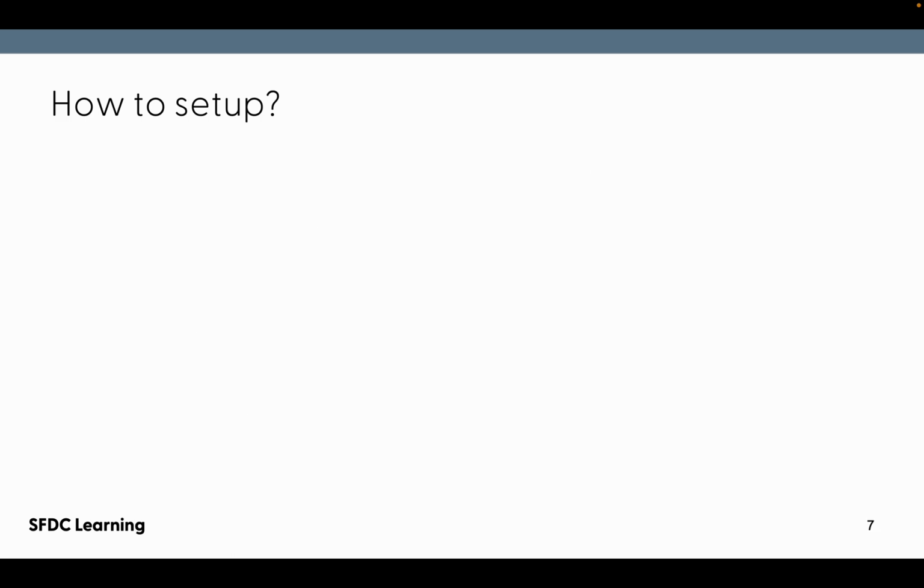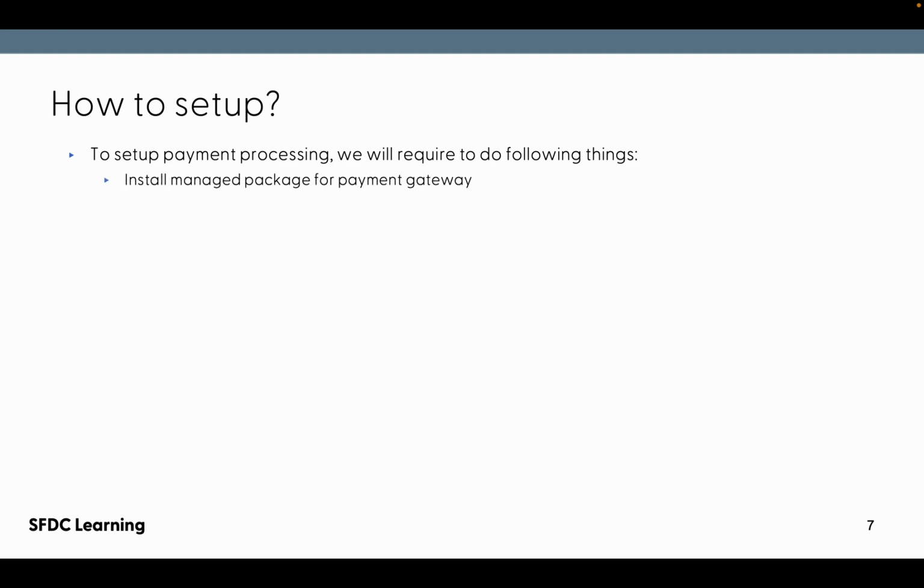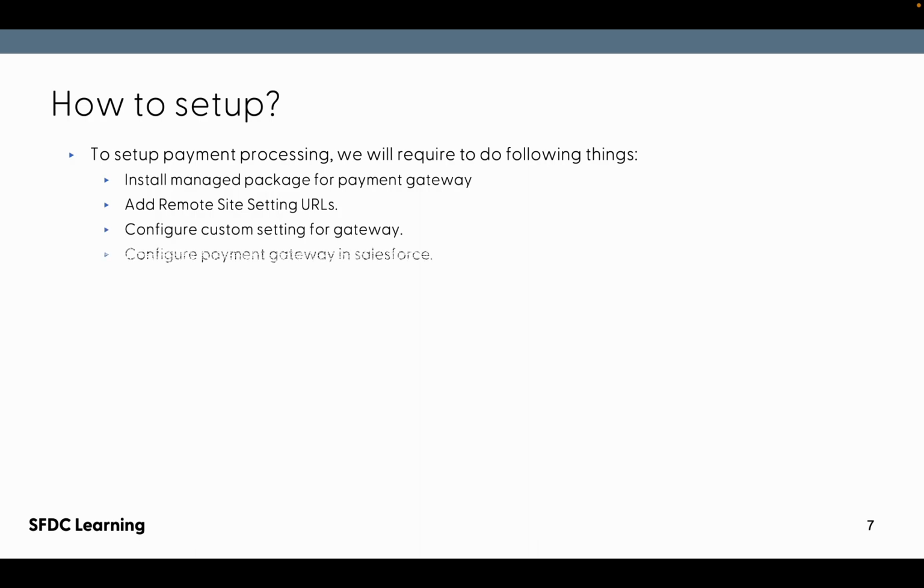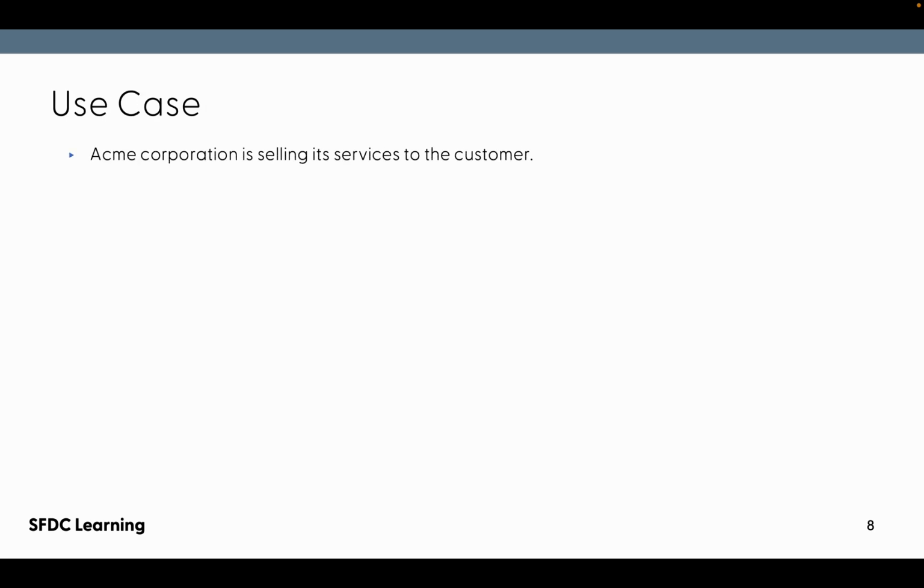Now, how to set up this process, right? Consider we are using Authorize.net, we will require the following things. We'll have to install the managed package for that particular gateway. We'll have to add some remote site settings. We'll have to configure a custom setting. We'll have to configure a payment gateway as well, right? And assign a permission set to ourselves, like whoever is processing that payment. Now let's see the use case.